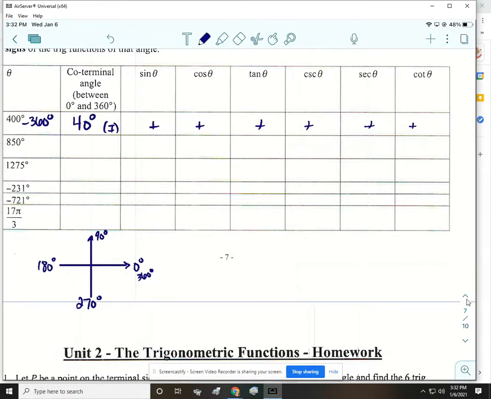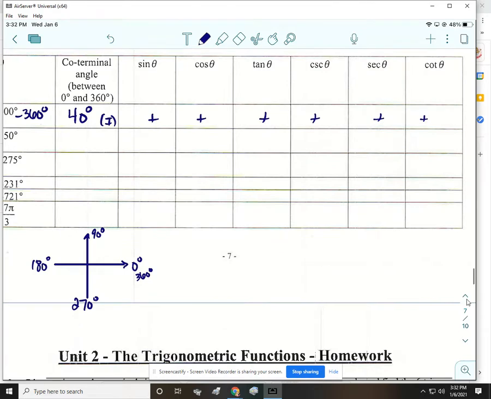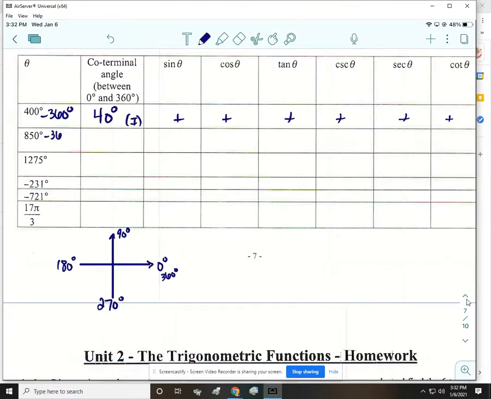Okay, then for 850, we'll subtract 360. Right, and then that's still too big, so we'll subtract 360 again. And that gives us 130 degrees. 130 degrees is in quadrant 2. Okay, so we have to remember all students take calculus again. So quadrant 2 is the students, so sine is positive, and the other 2 trig ratios are negative. And so that reflects over here with the reciprocals. Cosecant would be positive, and then the other 2 will be negative.